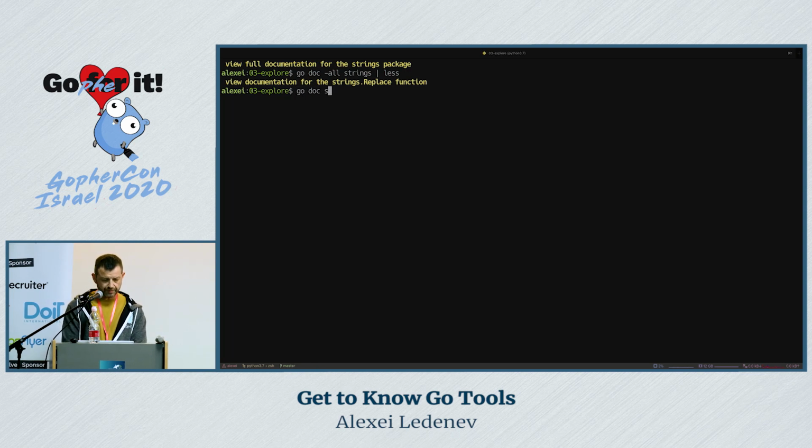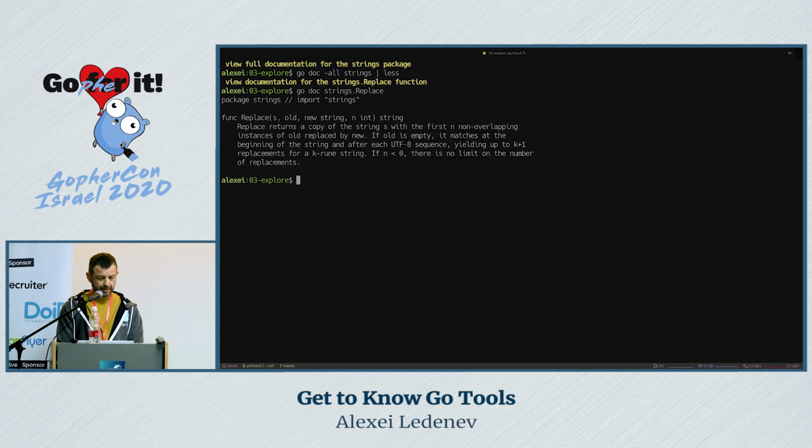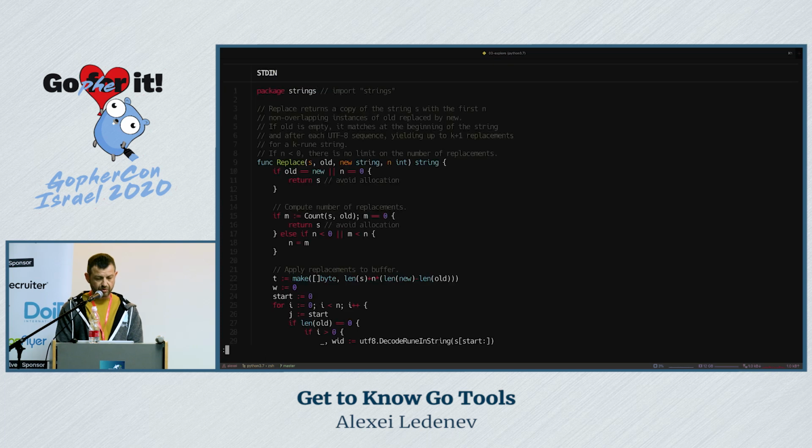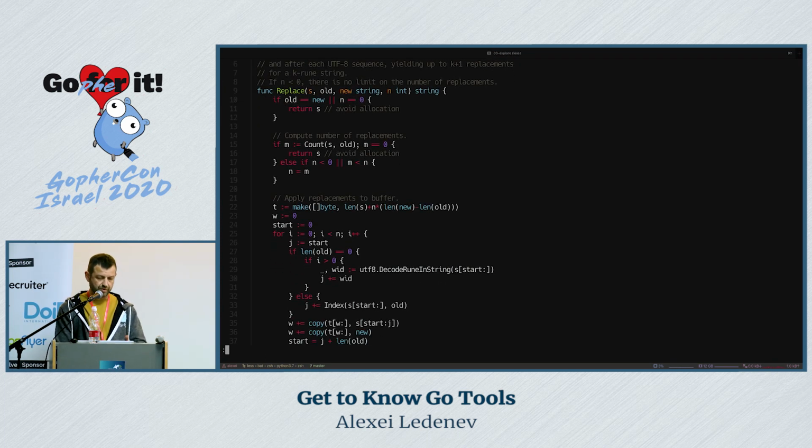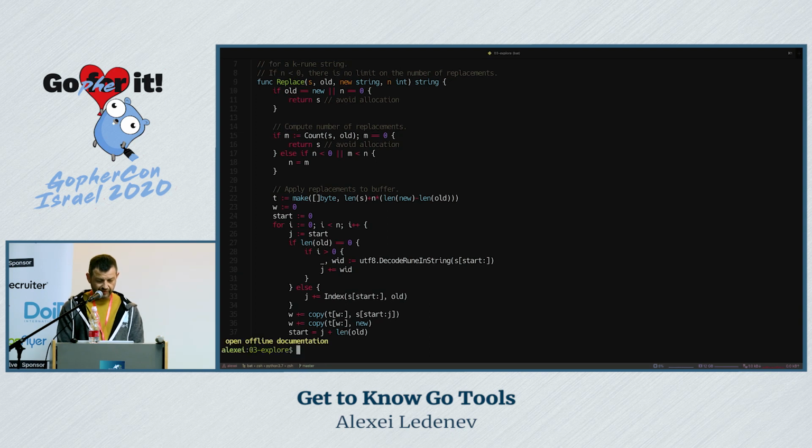I can also see specific help for a specific method, like for example the Replace method. And what is also convenient, sometimes I would like to see the implementation, so I provide the -src flag, and I can see the source code for this method, directly in terminal, just to see how it's implemented. Convenient, right?